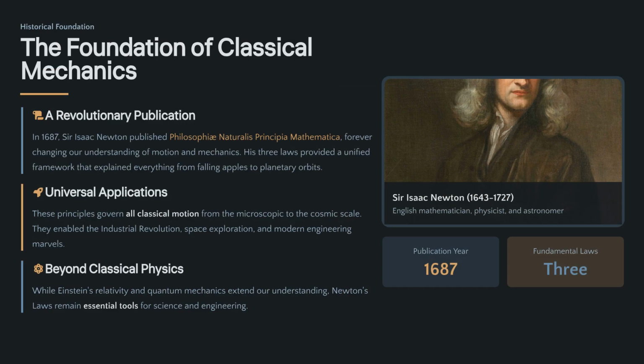In 1687, Newton published his laws, providing a unified framework for mechanics. These principles govern all classical motion, enabling the Industrial Revolution and space exploration. Even with advances like relativity, Newton's three fundamental laws remain essential tools for science and engineering.